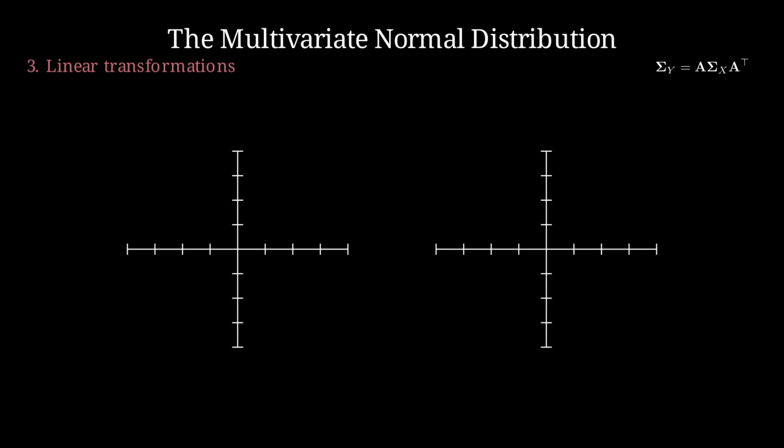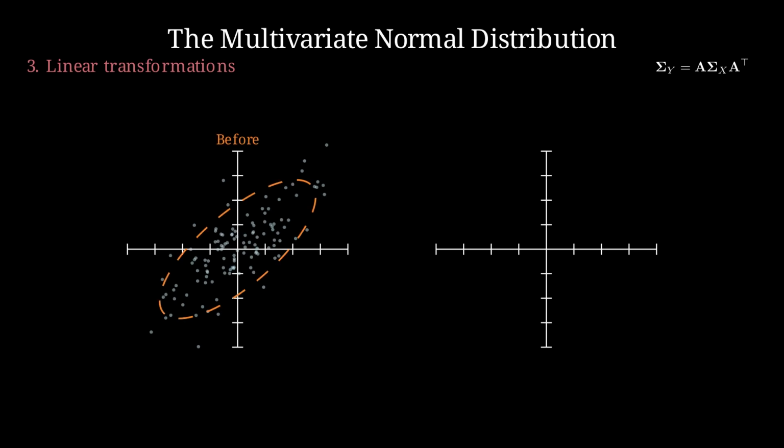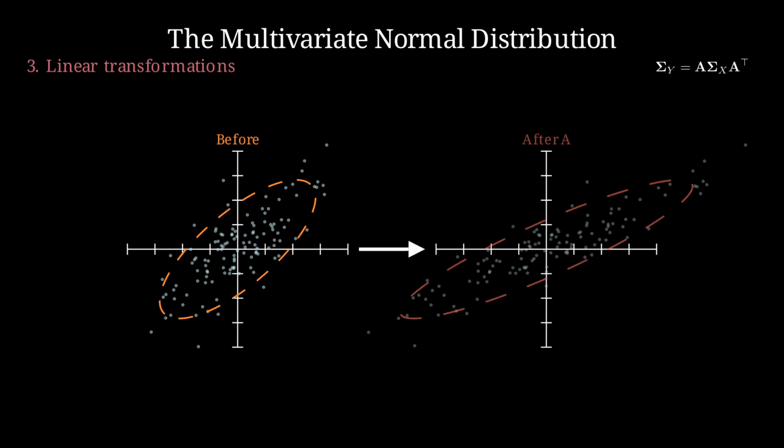On the left is the original full covariance cloud. On the right is the same samples after applying matrix A with a shear component. Notice the ellipse rotates and stretches, but the point cloud stays elliptical. This formula drives Kalman filter prediction steps, weight propagation in linear networks, and whitening transforms in data preprocessing.